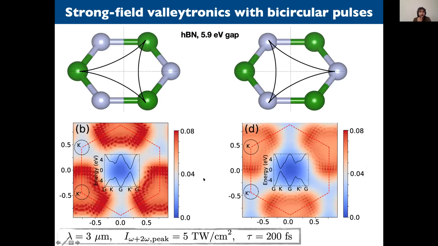So this panel shows first principles calculations of the electron populations in the first conduction band of hexagonal boron nitride after the interaction with the pulse, as would be measured, for example, in ARPES. So these are electron populations localized here at the K prime valley and here at the K valley. So time delaying the omega and two omega pulses by half a cycle of the fundamental rotates the threefold pulse from here to here and switches the valley state.